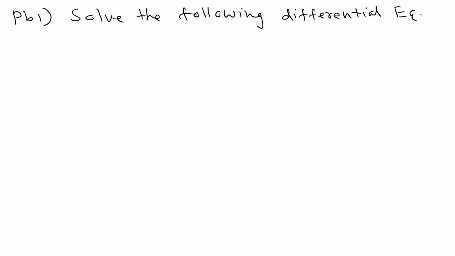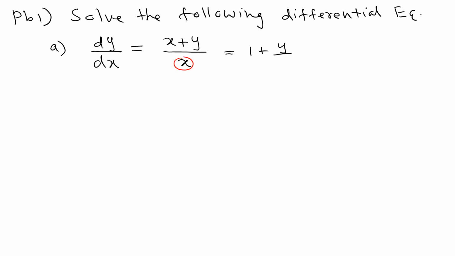Solve the following differential equations. Look at the first one. Suppose we have dy by dx equals (x plus y) over x. That's the first example we discussed when we talked about the types. We discussed that by dividing each of the two terms by x, you can write this as 1 plus y over x. Then we're going to pick y over x as v and use the substitution. So let's do that.